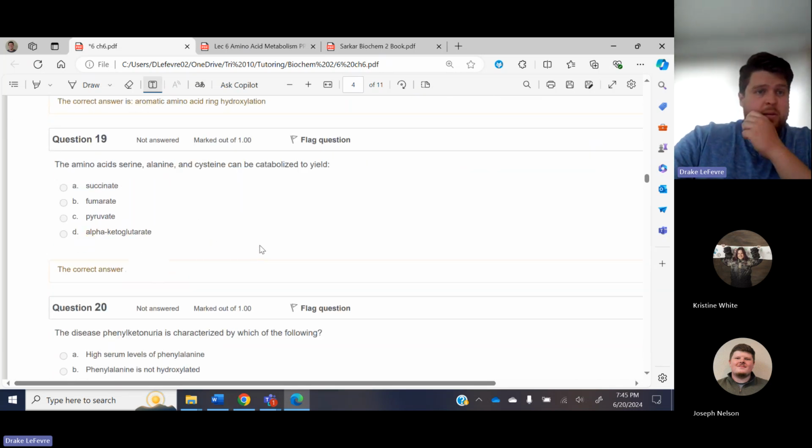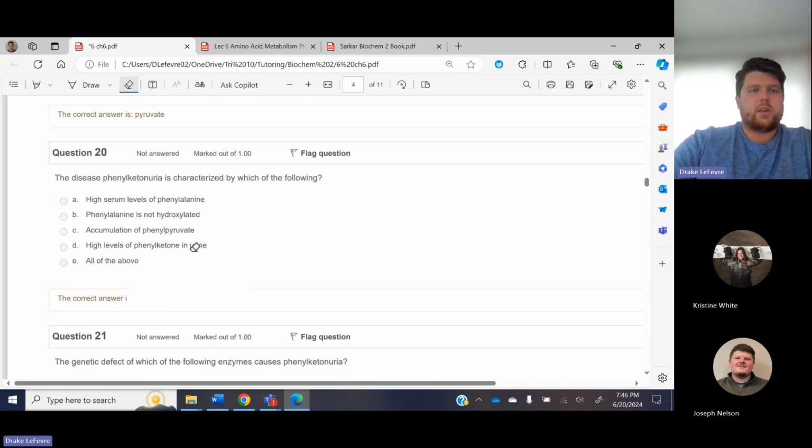Okay, the amino acids serine, alanine, and cysteine can be catabolized to yield which of the following? This again is just following the path back and forth. This one's going to be pyruvate. Maybe if it lets me. Jeez, I'll just circle it then. It's just following those charts.